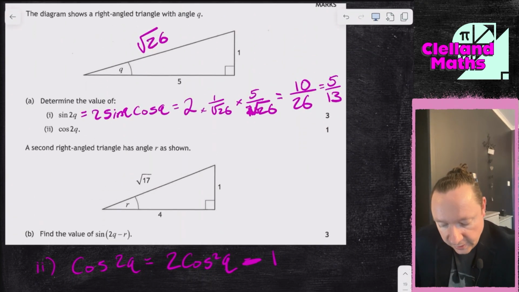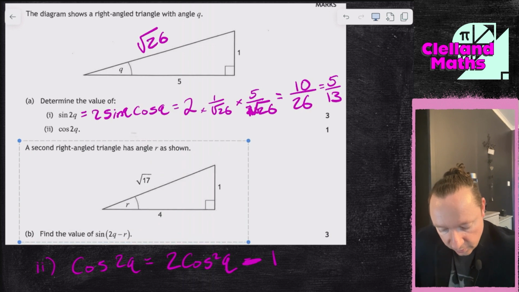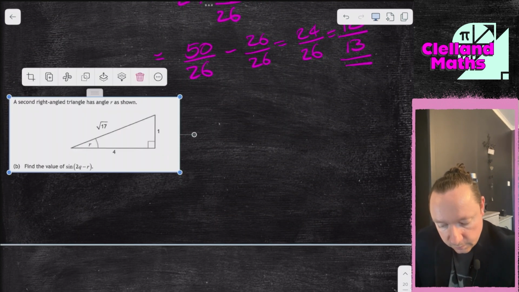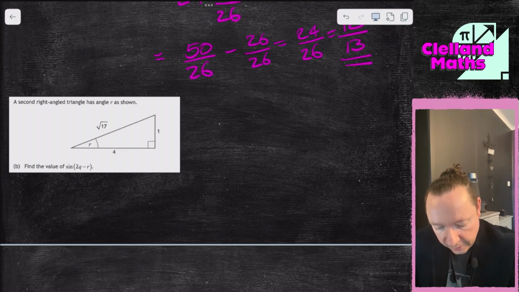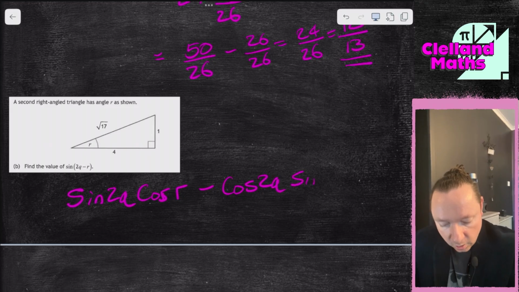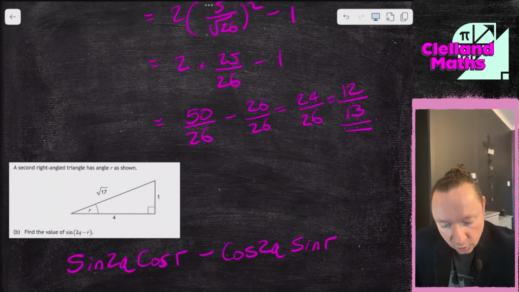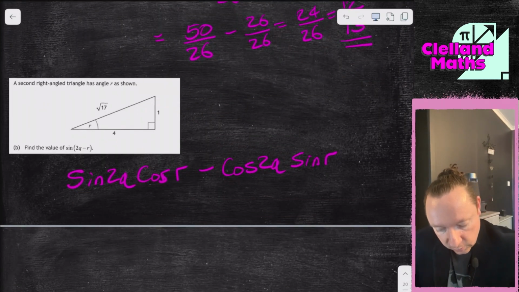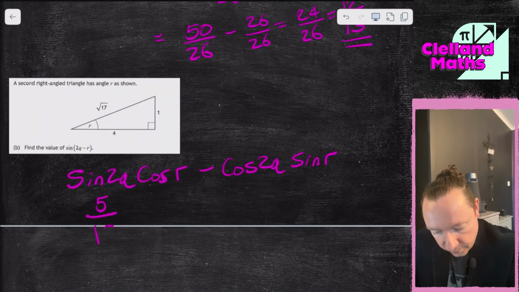The last bit says find the value of sine of 2q minus r. Let me just copy that down. So again, start of exam paper, angle formula for addition. We've got sine 2q cos r minus cos 2q sine r. Well, sine 2q we worked out up here was 5 over 13. So that's 5 over 13.